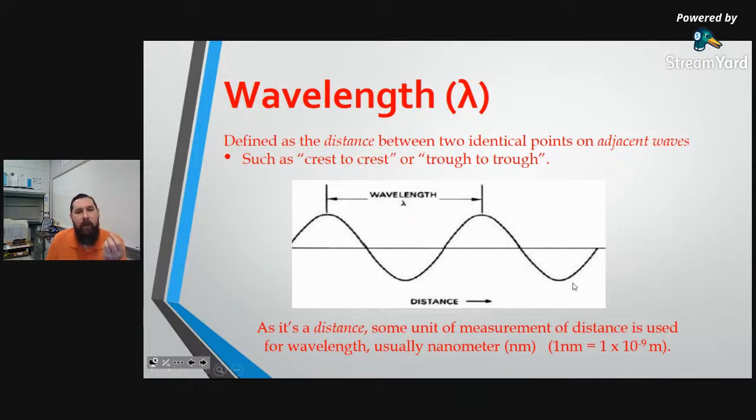So typically, we're going to do wavelength in terms of nanometers. And we've got a conversion that says 1 nanometer equals 1 times 10 to the negative 9th meters. In other words, 1 nanometer is 1 billionth of a meter. So it takes 1 billion nanometers to get you 1 meter.